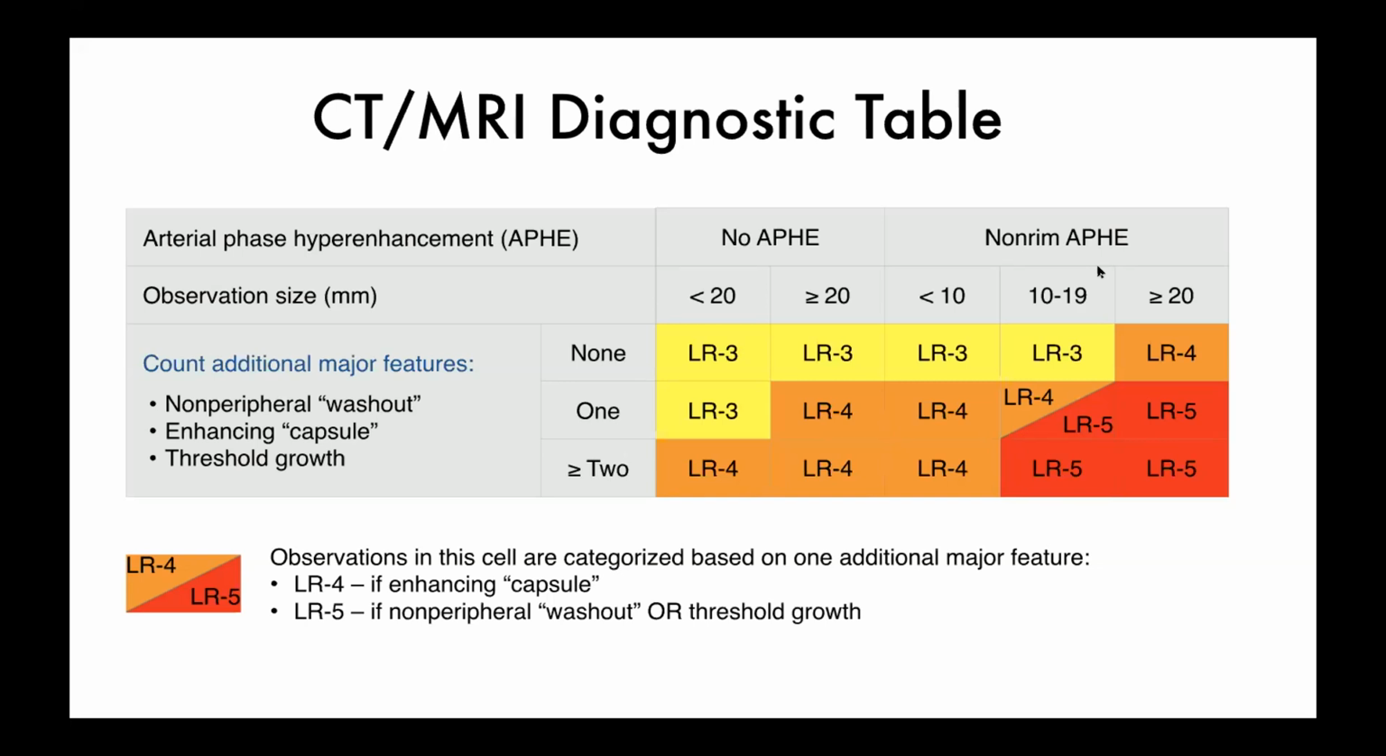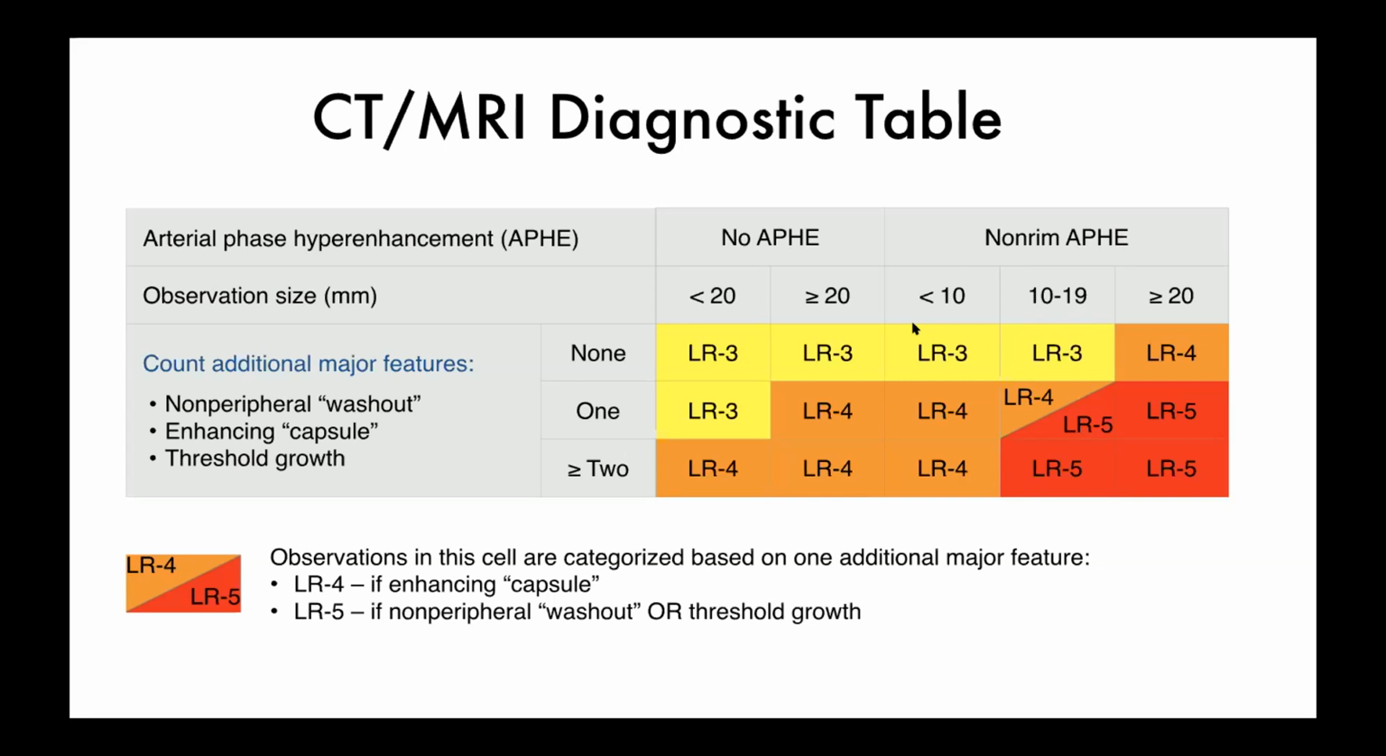Now, please remember, most classifications use 20 millimeters as a cutoff until the 2018-19 unification. Following the unification of LIRADS with AASLD, the size cutoff for HCCs has now been brought down from 20 millimeters to 10 millimeters. So that's a very important part of the unified algorithm.